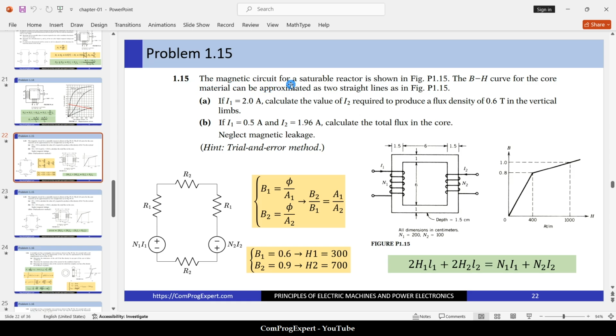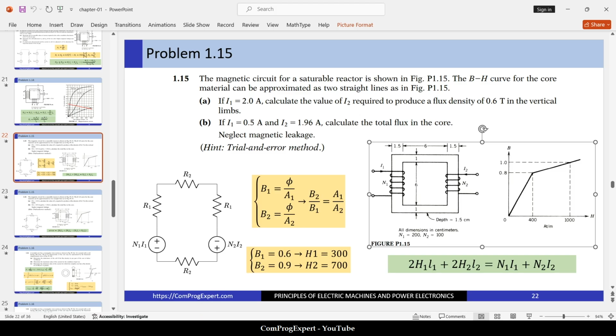The magnetic circuit for a saturable reactor is shown in this figure. Here we have this core and two coils. You can see the direction of the current for coil 1 and coil 2. The BH curve for the core material can be approximated as two straight lines as shown in this figure. This is the BH curve of the material and we should use it to solve this problem.